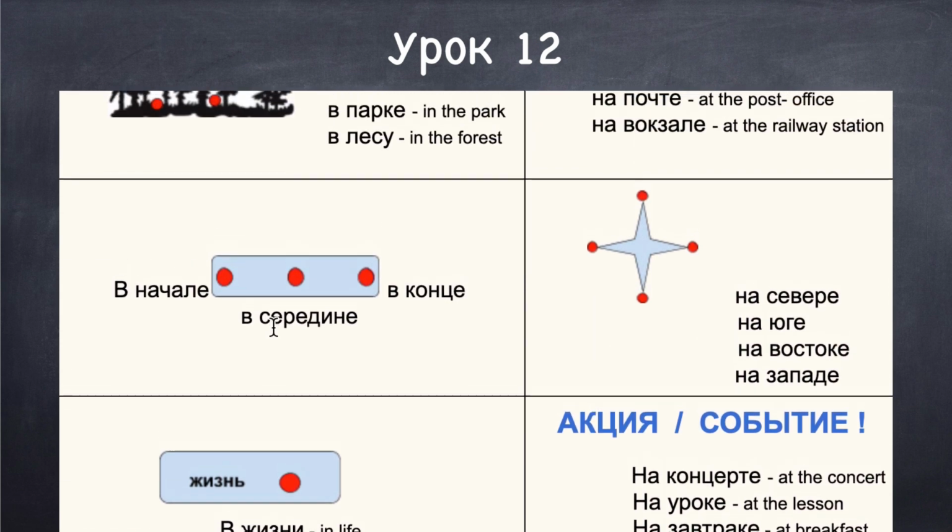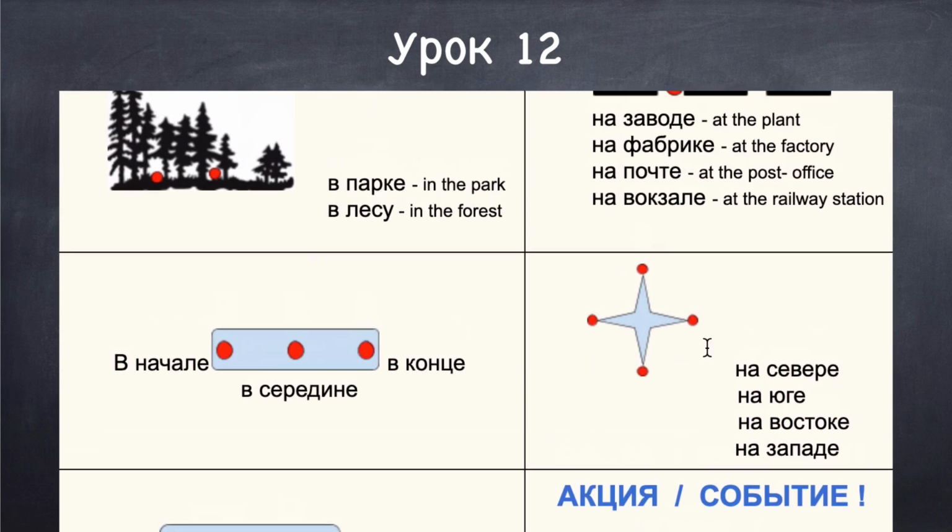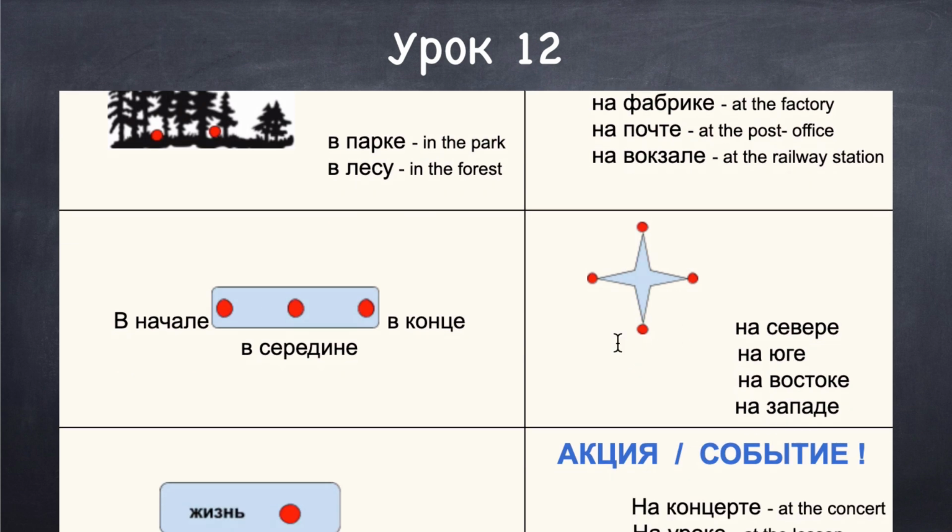Okay, let's go back to preposition НА. That's where we stopped, right here. Preposition НА with points of the compass. Repeat after me. На севере, на юге, на западе, на востоке.